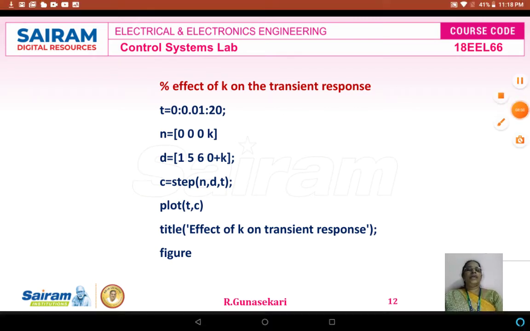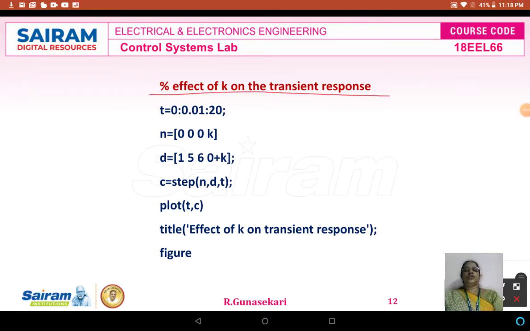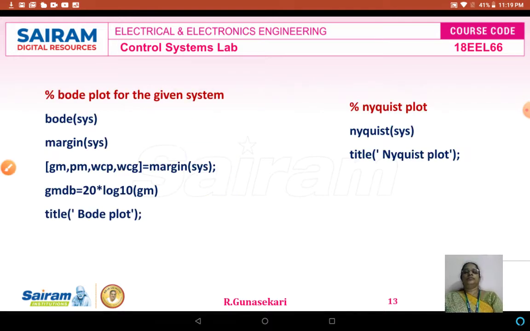Now we write the program for the effect of k on the transient response. T is equal to 0 to 0.01 to 20. The numerator is 0, 0, k. Denominator is 1, 5, 6, 0 plus k. See, the step takes numerator, denominator and time. Now we plot T and C only. The title is effect of k on the transient response. Now we get the figure, meaning the simulation output.